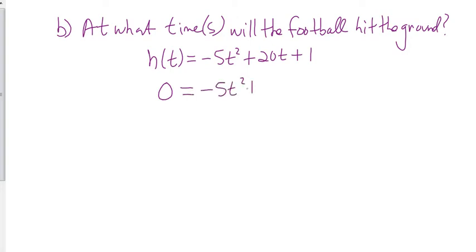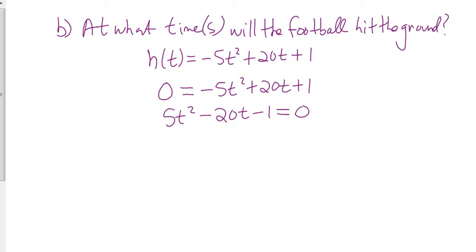Okay, what are we going to do? Factor it by traditional methods. All right, so then I would rewrite this as 5t squared minus 20t minus 1 equals 0, because I like my a's to be positive.